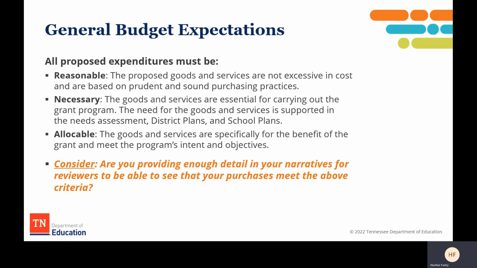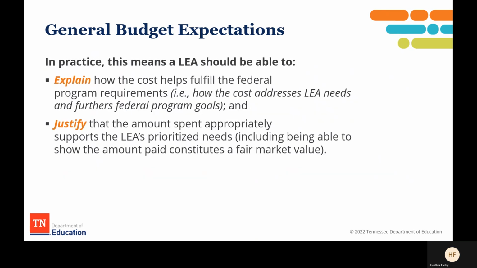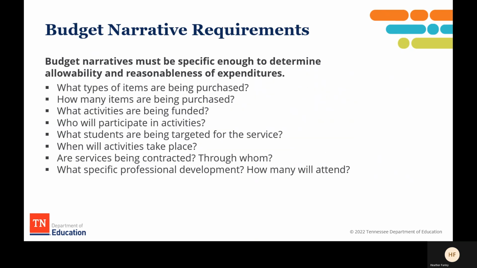With general budget expectations, with regards to federal funds, always make sure that they are reasonable, necessary, and allocable. You will need to explain and justify the rationale for any purchases or personnel. When thinking about what needs to be added to budget narrative, there is a list of questions below that can help when filling in the budget line item narrative requirements.